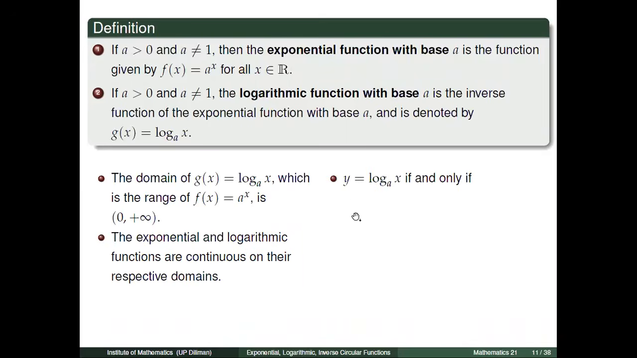Now, because these two are inverse functions of each other, then y equals log of x base a precisely when x equals a raised to y. Recall that an inverse function is obtained by interchanging x and y. So, the logarithm of x to the base a is the exponent to which the base a must be raised in order to get the value x.